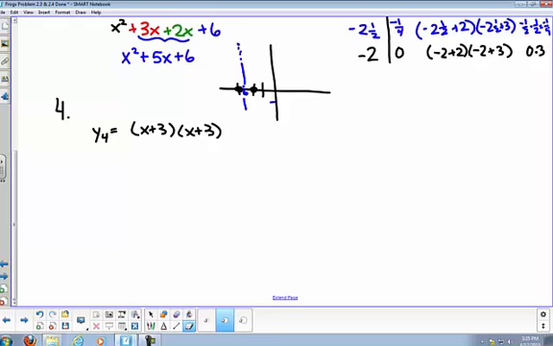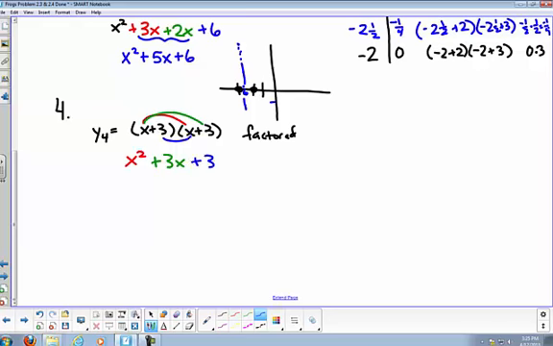So that's factored form. If you want to expand this, because that's the next question, you get x squared plus 3x plus another 3x plus 9. So that simplifies to x squared plus 6x plus 9. That's your expanded form.